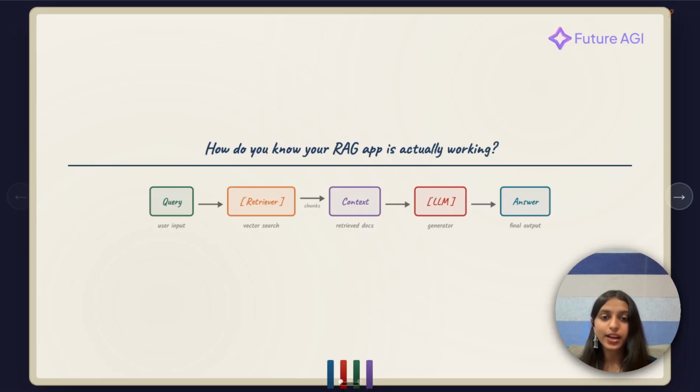So hey, I'm Sohani, founding engineer at FutureAGI. In this video, under 30 lines of code, we are building a RAG app, watching it fail and running real evaluations on it using FutureAGI's eval library. So let's get into it.